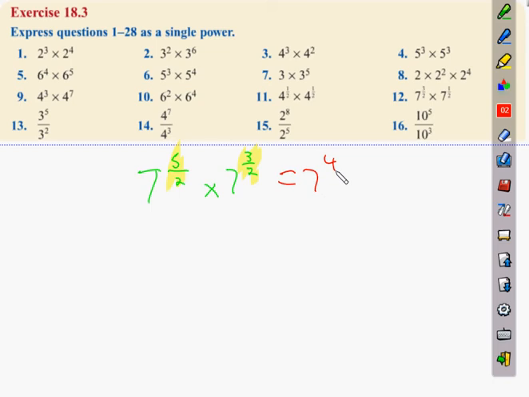Now, the next type of question comes in the form of division. If multiplication was adding them together, what do you think division is going to be? Subtracting. Right away, now I got it. 2 to the power of 8. Now let me show you how this actually works.